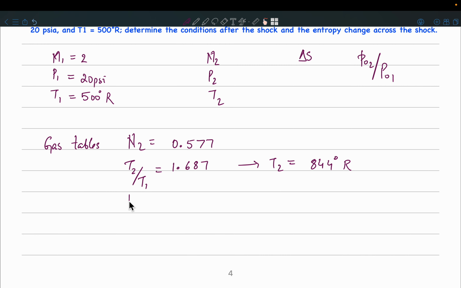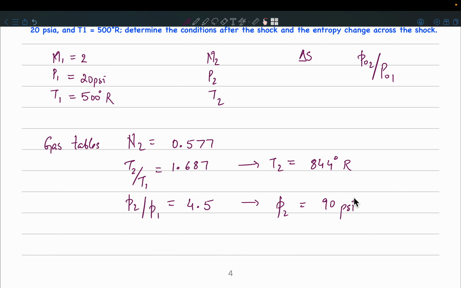Okay, and similarly you can also get P2 by P1. No, we don't need the density ratio. So we have P2 by P1, that is 4.5. Okay, so that gives me P2 is equal to, so you can just multiply P1. It turns out to be 90 psi.